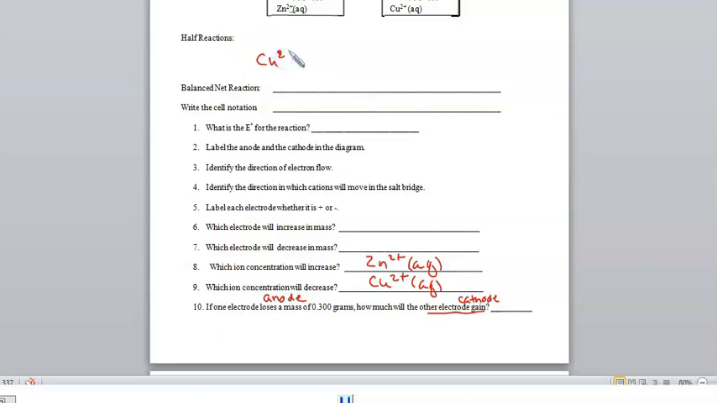Cu2+ aqueous and zinc solid, and we're getting zinc ions. Lost something there. And zinc's... that's really ugly. Let's fix that. Aqueous, and we're getting copper solid.